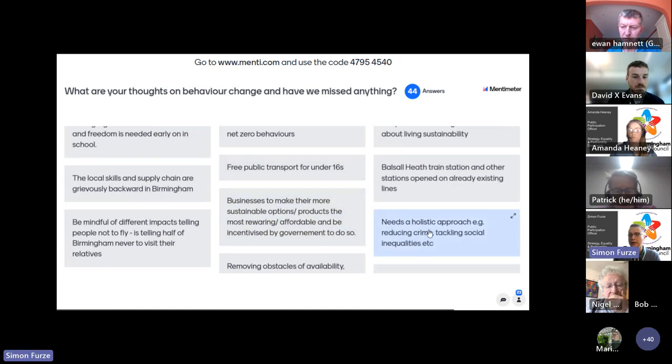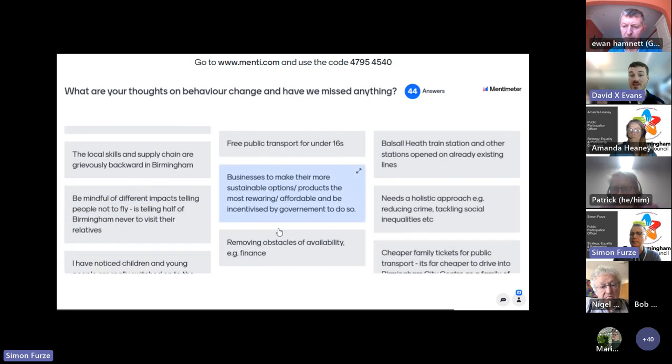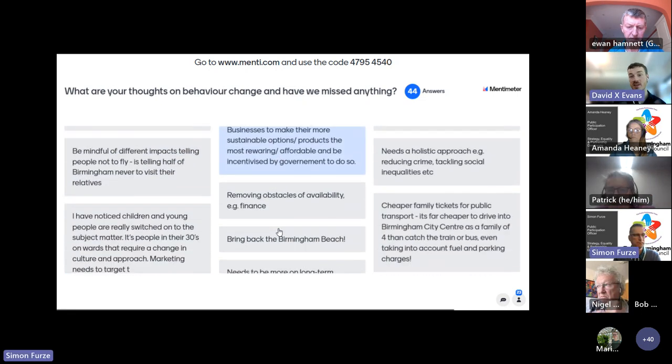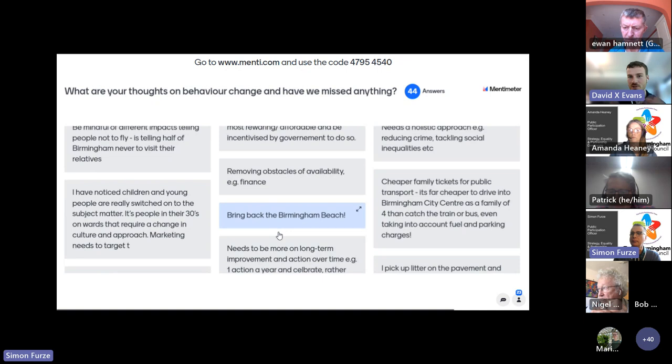I do like the neat holistic approach, not decoupling this from reducing crime and tackling social inequalities, etc. I think David's touched on that, but again, that's something that is in there. Maybe it's that social link, that if you see other people doing it around you, or if it's related to the place you live, it's that pride of place.